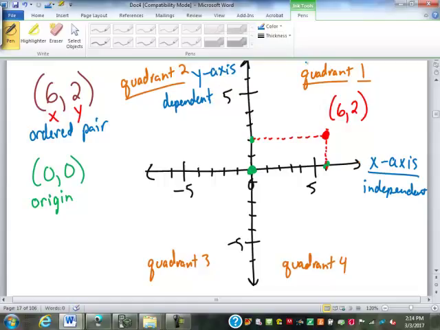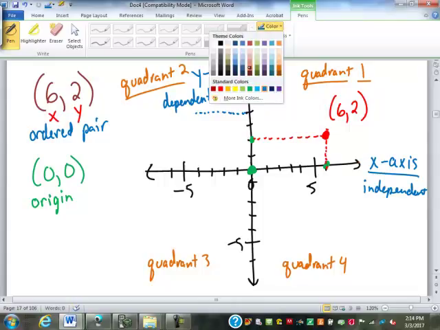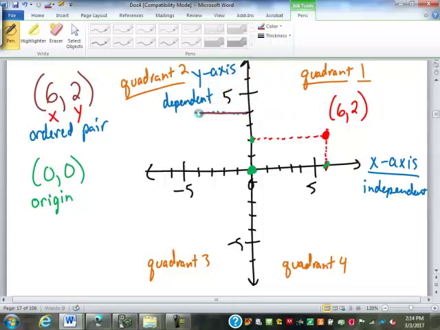So 6, 2 is in the first quadrant because both x and y are positive. So let's look at some points on the graph here. I'm going to put a couple on here. I'm going to change colors so it's a little bit brighter. I'm just going to draw lines out. Drawing dotted lines is too tedious.